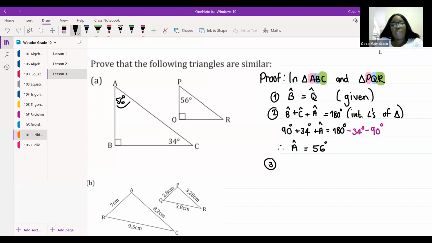So now we can make the deduction. We can then say that angle A is equal to angle P. And then you can even write here, proved above, because you just did it. You just proved it above.